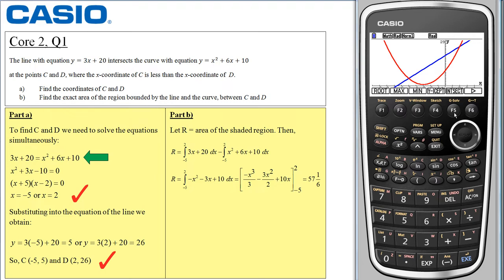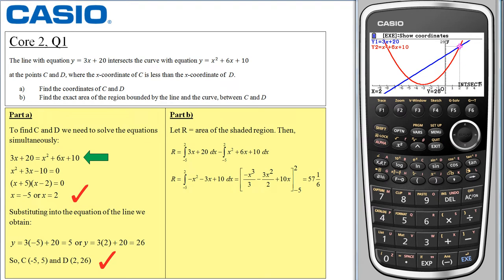So I select G-solve, which was F5, and I'm interested in the points of intersection, which you can see here again is F5. Immediately it gives me the first point, minus 5, 5, and as you can see that's point C. And if I scroll to the right, I get the second point of intersection, which is 2, 26, which corresponds to point D. So part A of my question looks to be correct.